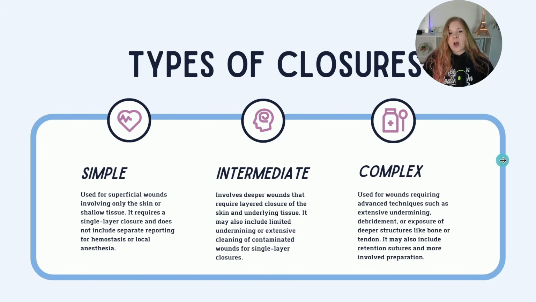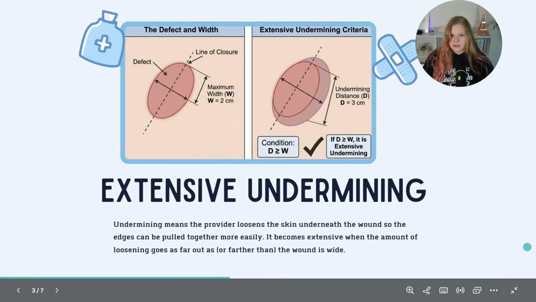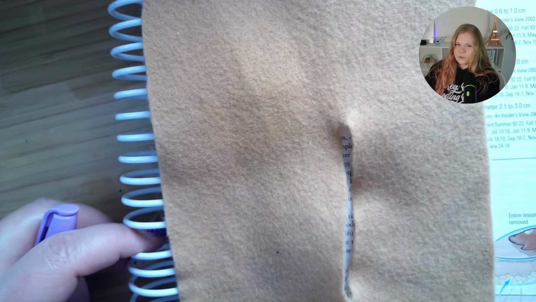And there is a definition of what extensive means in CPT. So extensive undermining means that, well, let's start with undermining. Undermining is when the provider does a sweep underneath the tissues. And I have a visualization for you for this. So hold on one sec. Sometimes it's hard to determine what this is based off of just the pictures.